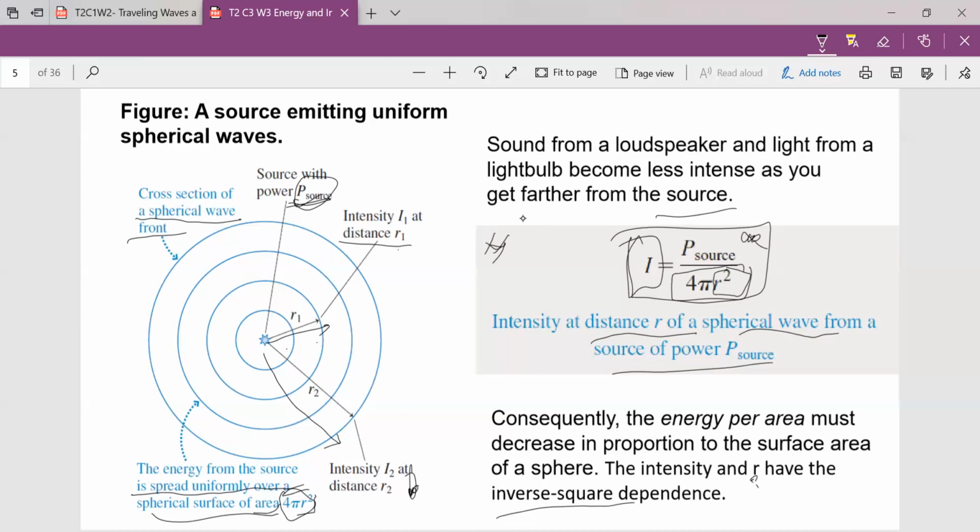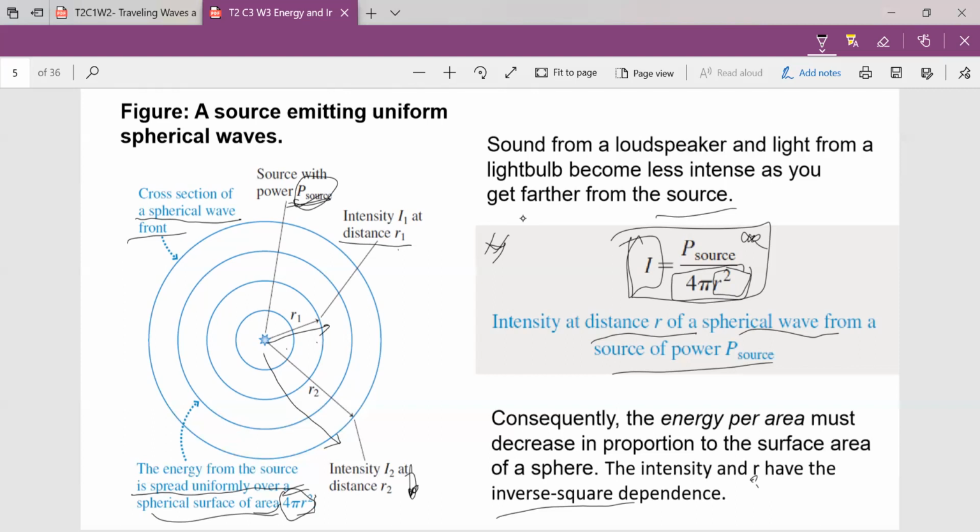Consequently, the energy per unit area must decrease in proportion to the surface area of the sphere. So the surface area has influence on the intensity, and that's a typical example of what we said: for the same power, the lesser the area, the more intense the wave appears, but the broader the area, the less intense.